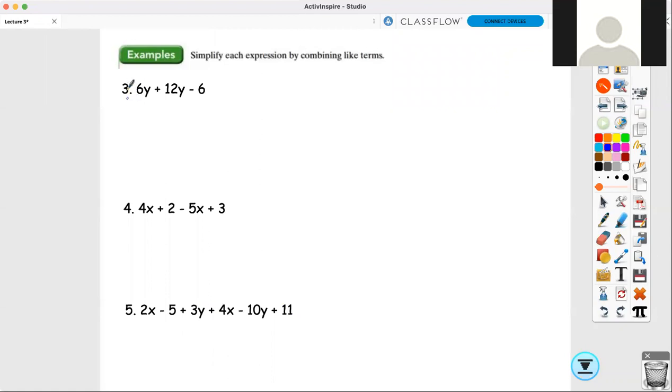We have 3 new examples: 3, 4, and 5. I'm going to give you guys about 2 minutes to set it up, and then I'll begin working them out. If you want to try to do this on your own, following my methods, I recommend so. But if not, you can wait for me to work them out. Starting now. Good luck.